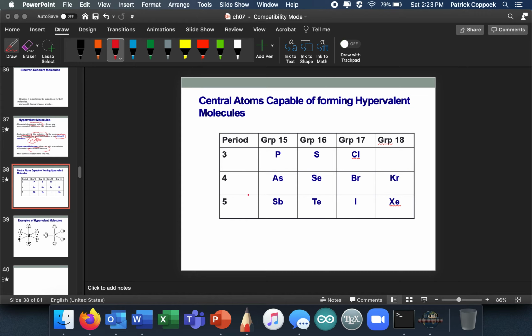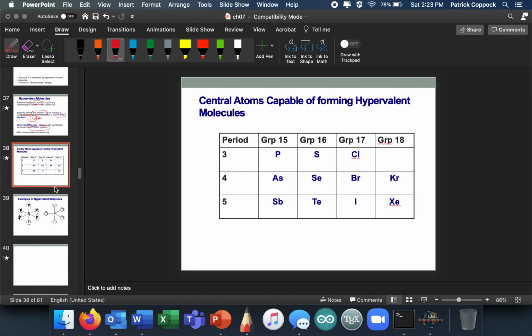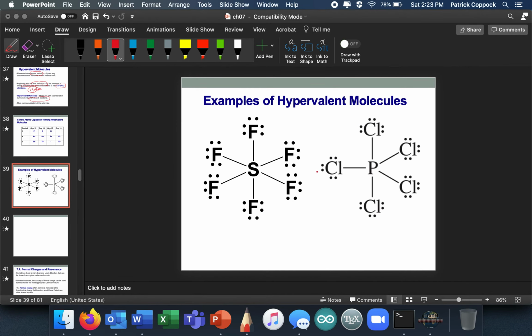And here are some in period 5 that show up with more than 8 electrons. So an example of that would be sulfur hexafluoride, or phosphorus pentachloride, right? Both of these have too many electrons in the outer shell. They're called hypervalent. Can you see? Look at all those electrons in sulfur's outer shell. 2, 4, 6, 8, 10, 12. It has 12 in its outer shell. Therefore, it's an octet exception, of course, right? And this one has 2, 4, 6, 8, 10 in its outer shell.